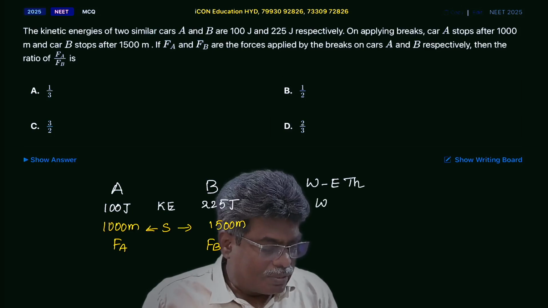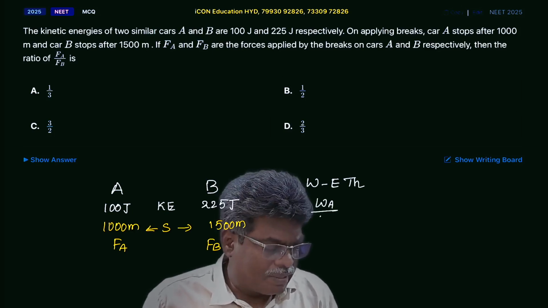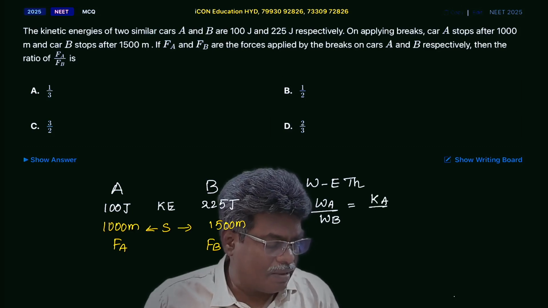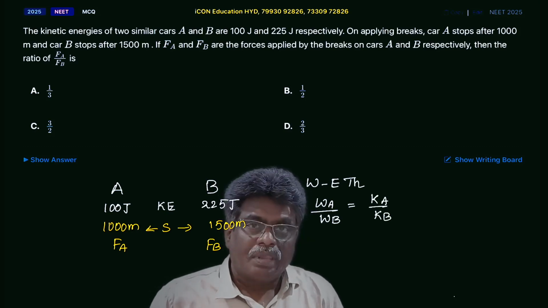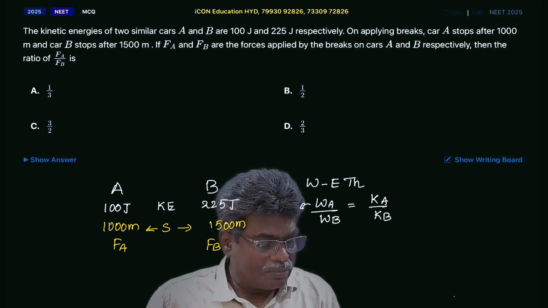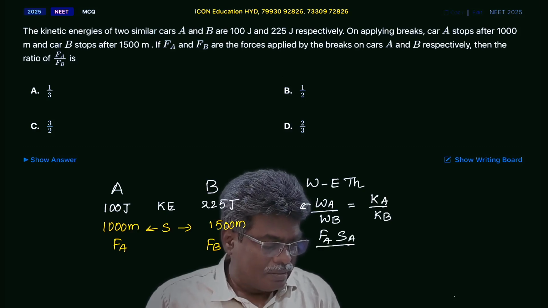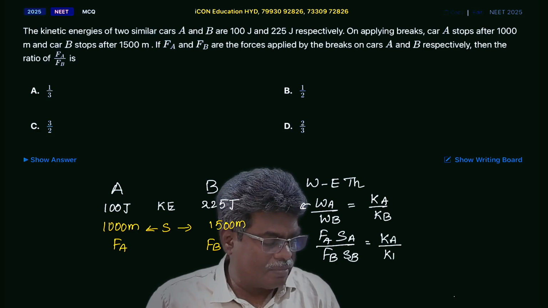So work done on the system A or car A, whatever it is, WA by WB equal to the change in kinetic energy. So here we are having KA by KB. And we know what is the work done. So work done is nothing but F into S. We can say FA SA by FB SB, which is nothing but KA by KB.